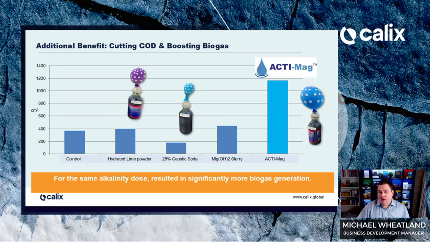During this trial at the piggery, we did some samples. We compared a number of different alkalis to make sure that the reason we were getting these results was because of our product. We didn't want to just assume that it was our product. So we tried a control, which was essentially no additive. We compared that against hydrated lime powder, caustic soda, and a commodity grade magnesium hydroxide, which is just available on the market, known as MHL or magnesium hydroxide. And as you can see, the action of ACTI-Mag is significantly higher than all of these other standard commodity alkali materials. The reason for that is the really high surface area and the porous particle, a bit like popcorn, with all these pores inside the particle. So for the same alkalinity dose, you can see a significant increase in the benefit that you get.